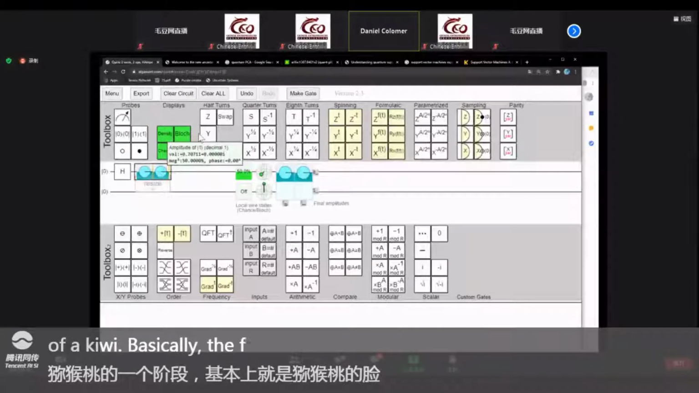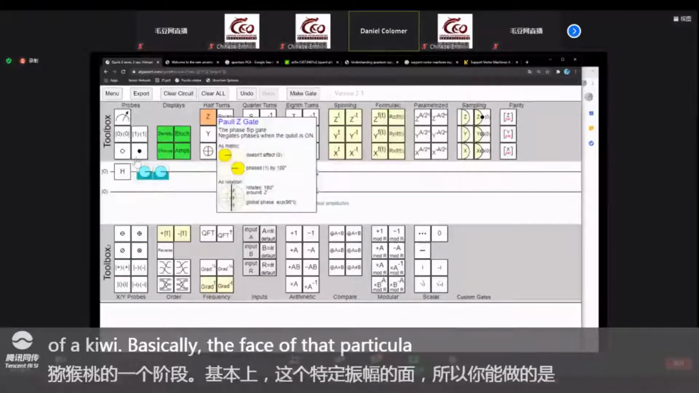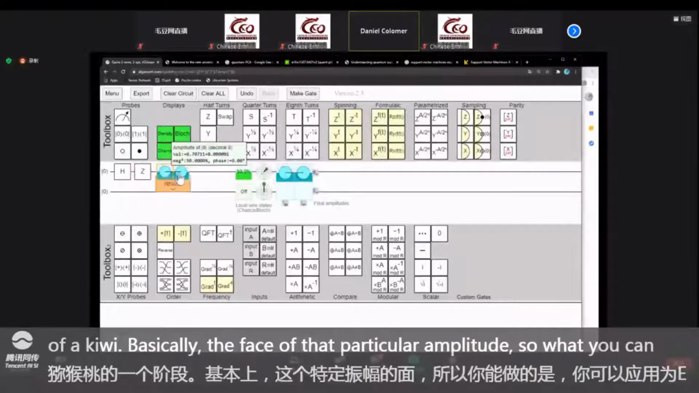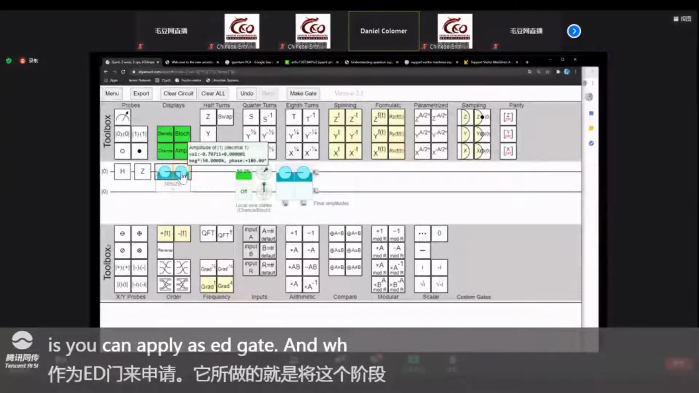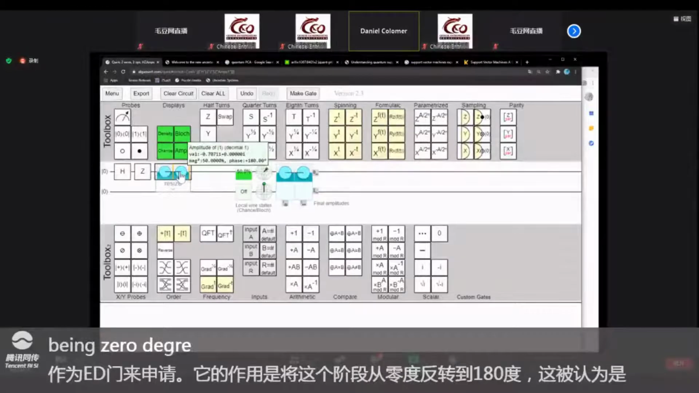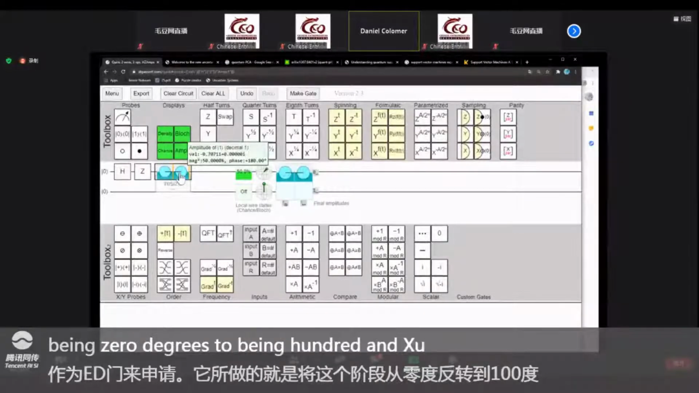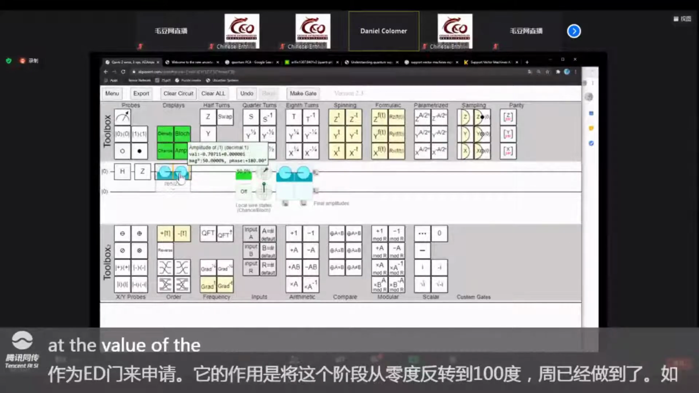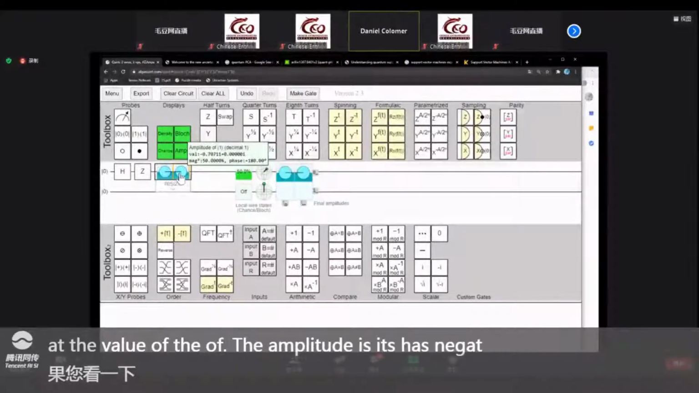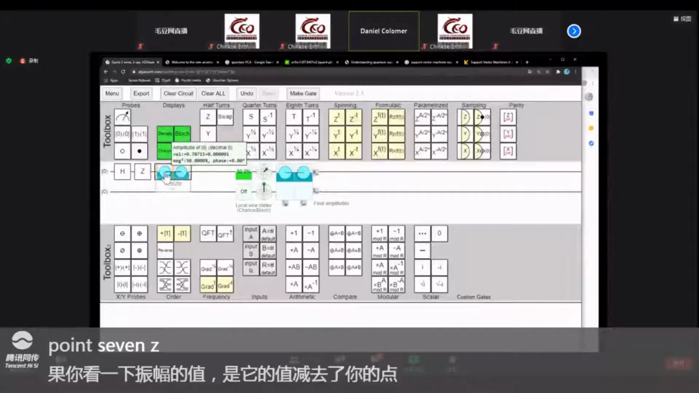So what you can do is apply a Z gate, and what this does is flip this phase from being 0 degrees to being 180 degrees. You can see this at the bottom of the tooltip. And what this has essentially done, if you take a look at the value of the amplitude, is negate the value. It's minus 0.7, and this one is 0.7, right, plus.